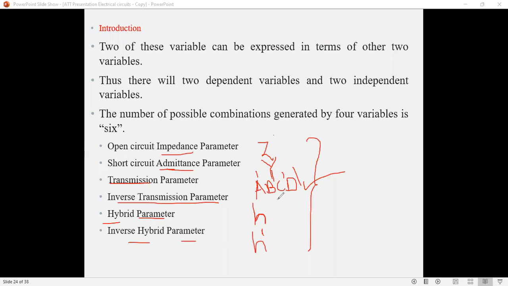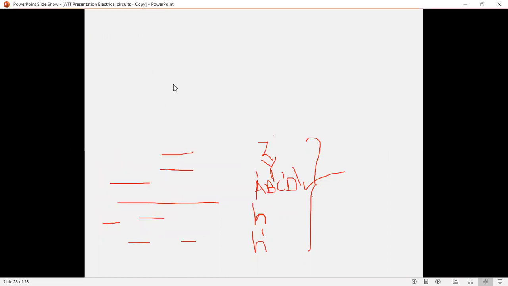Now we will see some of the parameters and some of the problems which were asked in previous GATE examinations. Now see why it is called a Z parameter, or how it can be expressed. I will tell you what the Z parameter is.